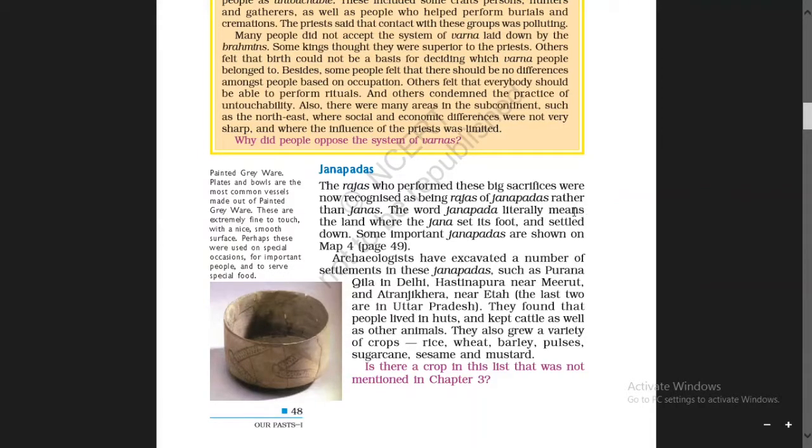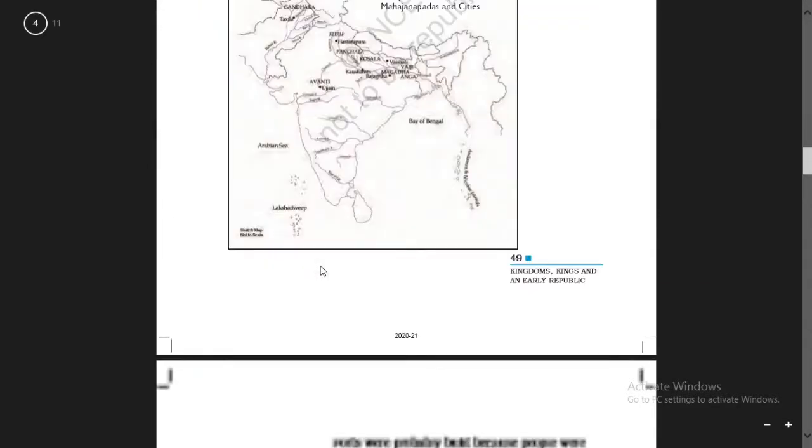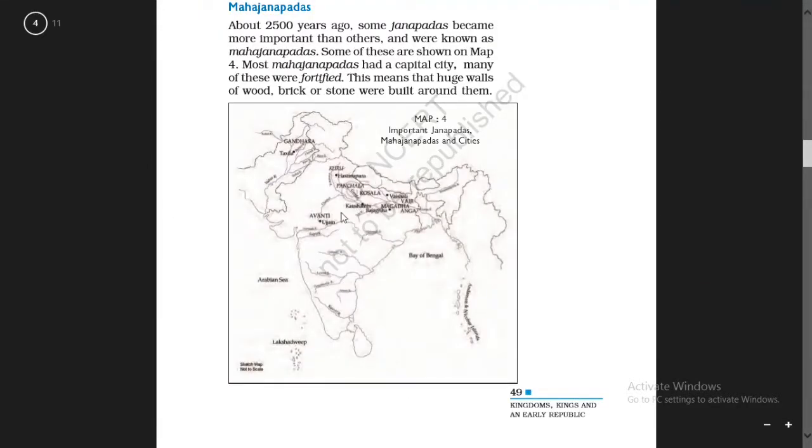The word Janapada literally means the land where the Janas set their foot, settled down and lived. Some important janapadas are shown on Map 4, page 49. You can see there some important janapadas mentioned.